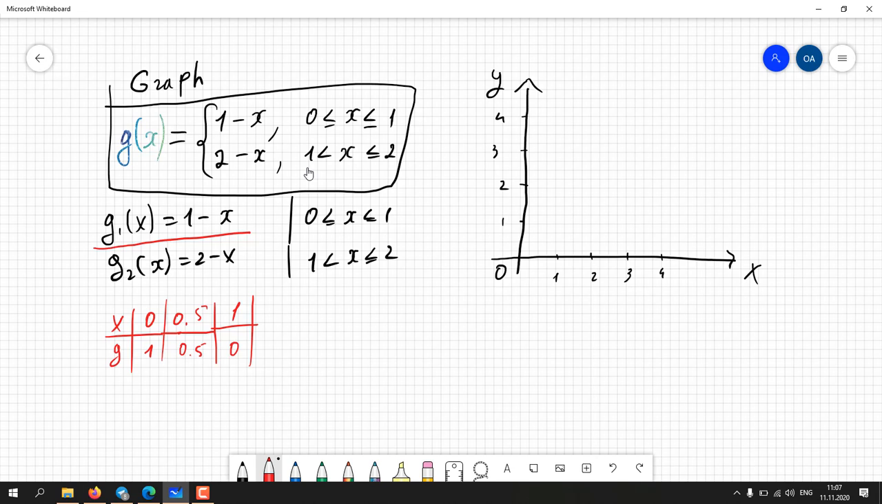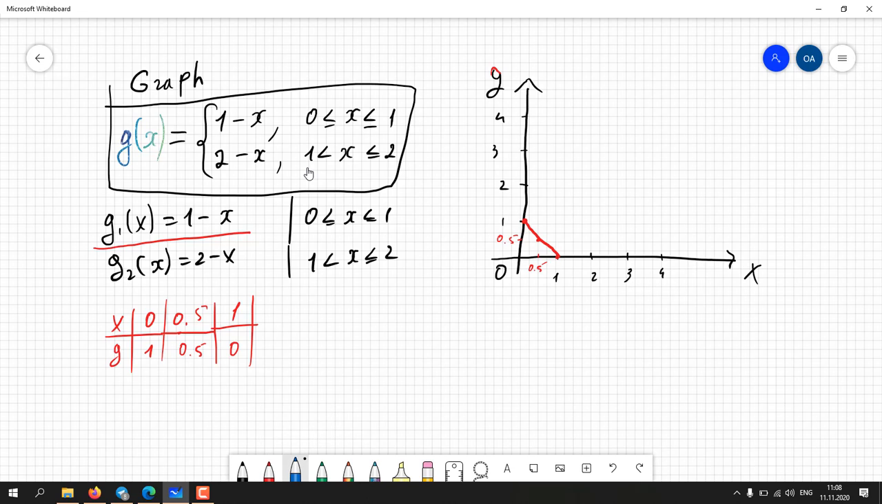I have 3 points because x is 0, g is 1. Let me say this is g. Okay. So x is 0, g is 1. It's this point. Next one, x is 0.5, g is 0.5, it's here. So it's this point, and x is 1, g is 0, it's that point. So this is the first part.